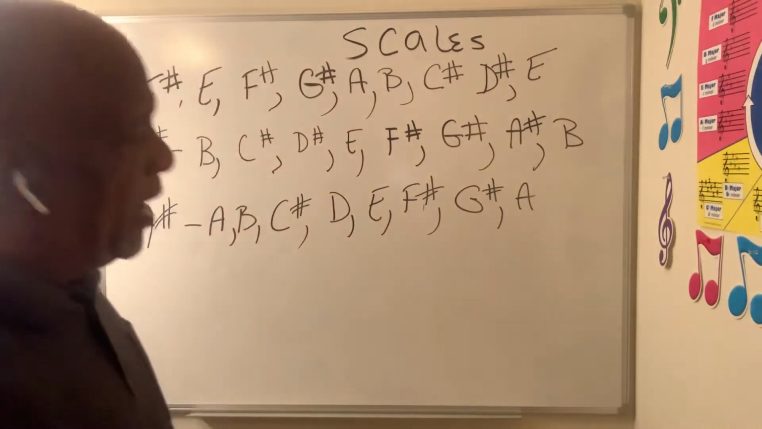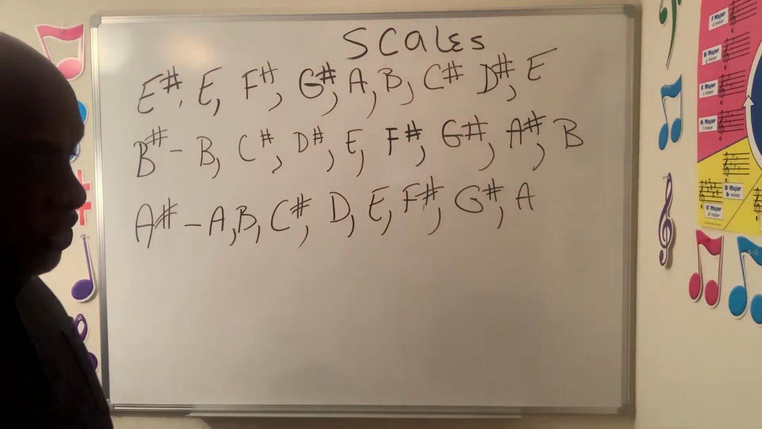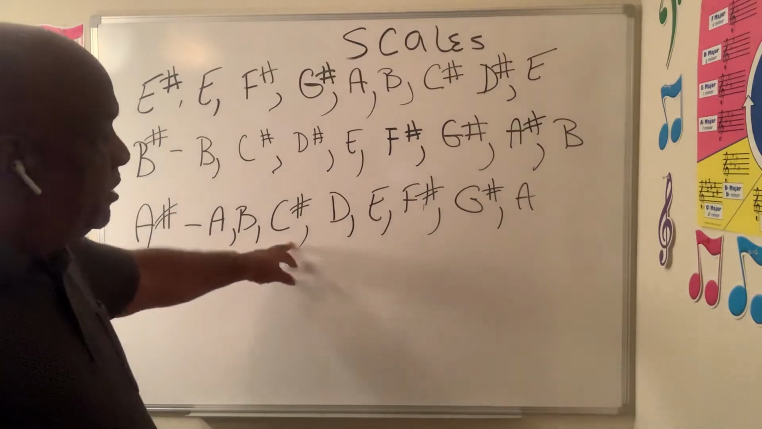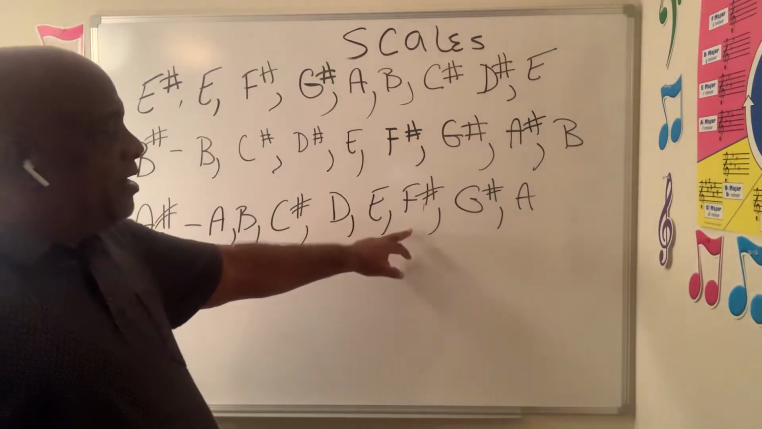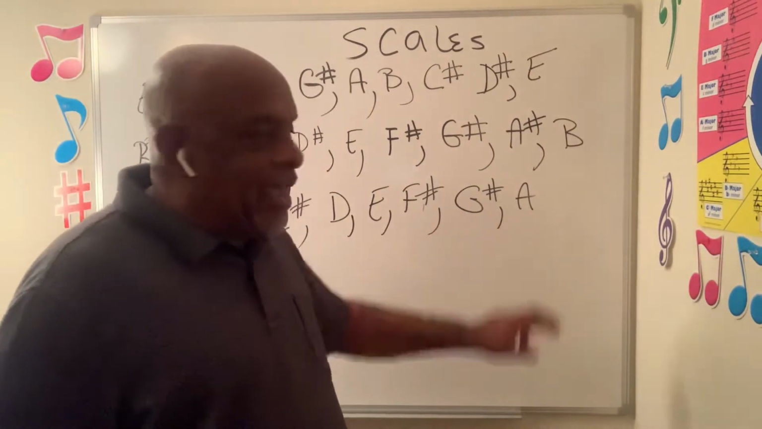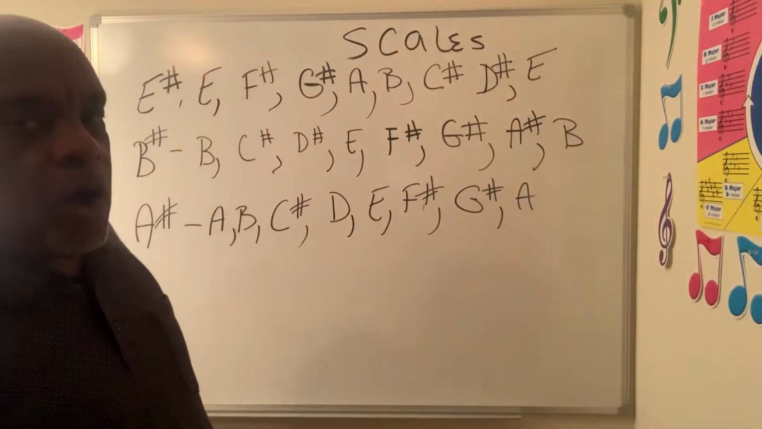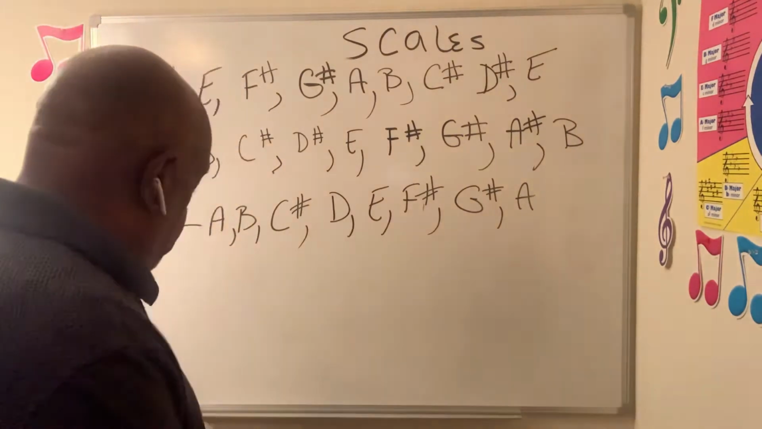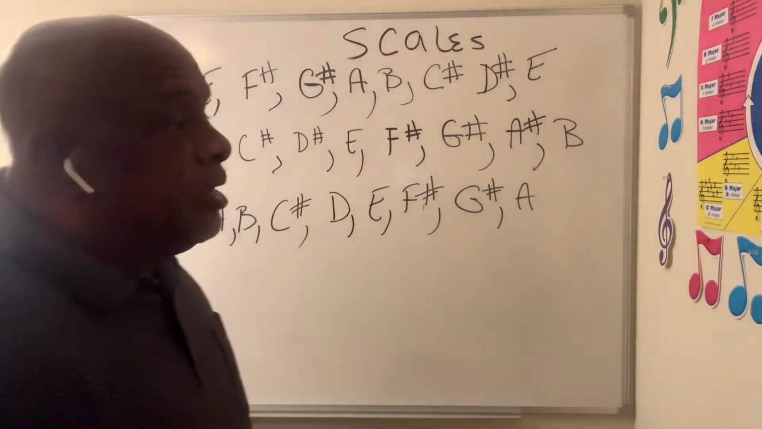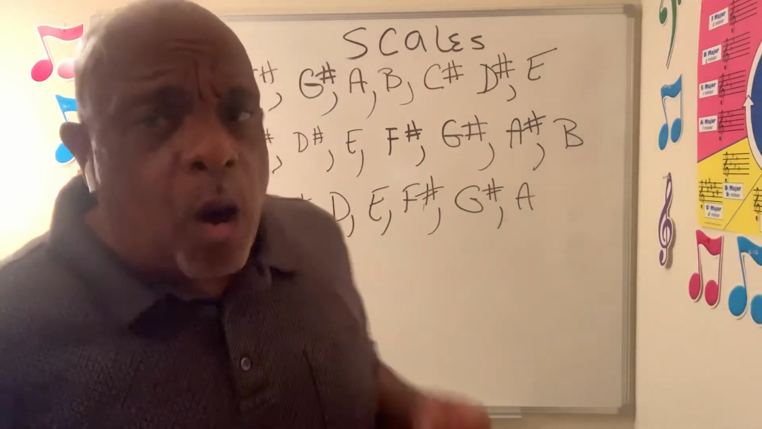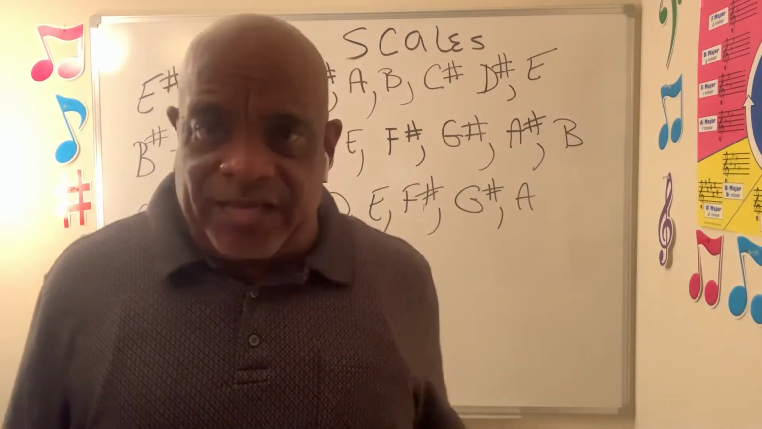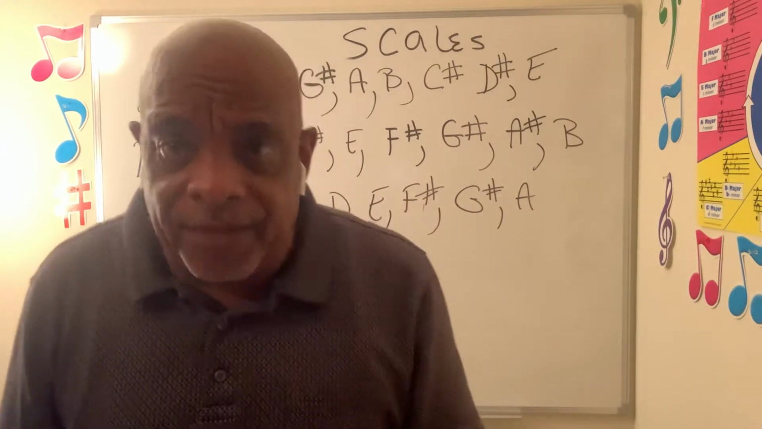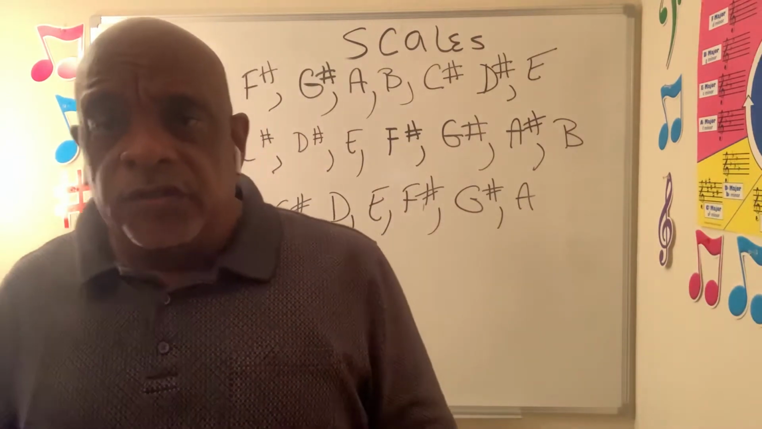So let's go back to the A major scale, which has three sharps. The A sharp major scale has three sharps. You got A, B, C sharp, D, E, F sharp, G sharp, and A. Now remember, we were also dealing with the number system. As I said before, the number system is the same in all major scales.